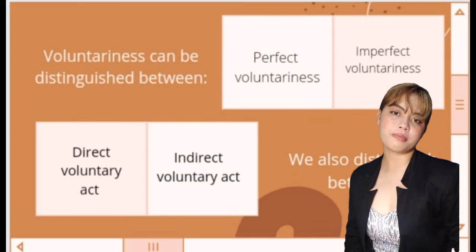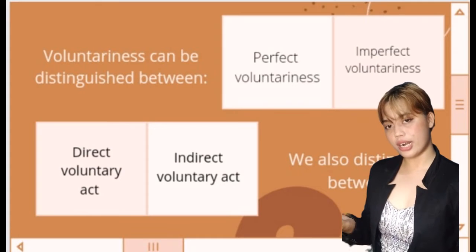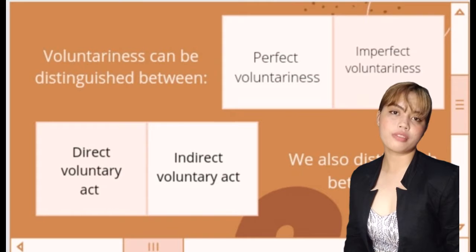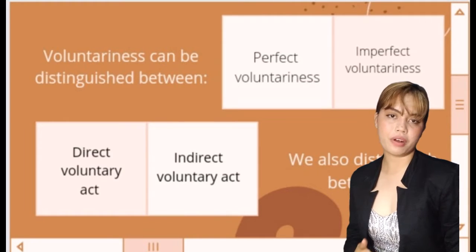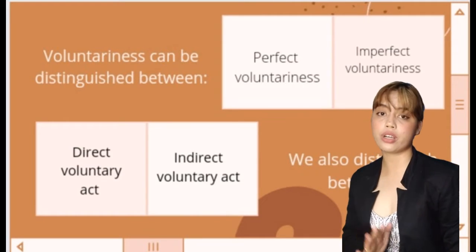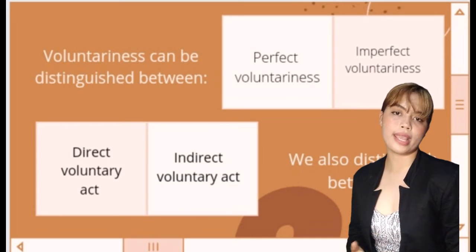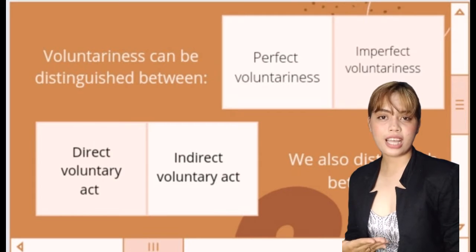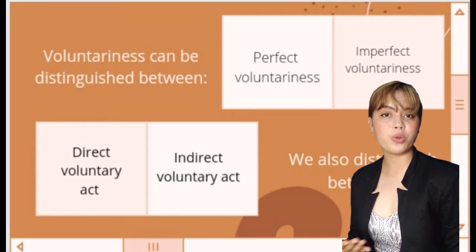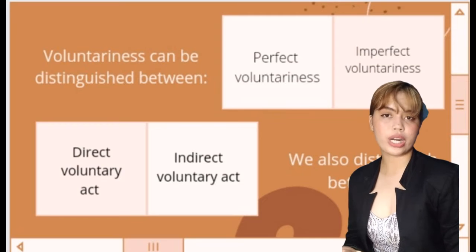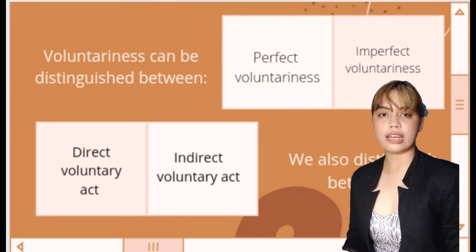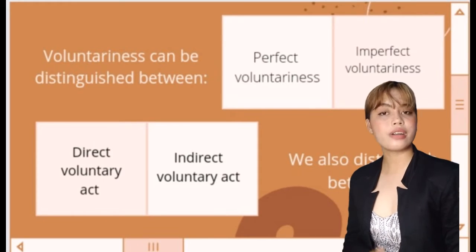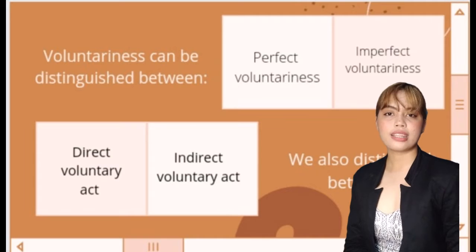Voluntariness can be distinguished between perfect voluntariness and imperfect voluntariness. Perfect voluntariness is full of knowledge and full of consent, and in imperfect voluntariness, there is neither perfect knowledge nor consent. We also distinguished between direct voluntary act and indirect voluntary act. A direct voluntary act is when the act is intended for its own sake, either as a means or as an end. And an indirect voluntary act is an act which is not intended for its own sake but which merely follows as a regrettable consequence of an action directly willed.